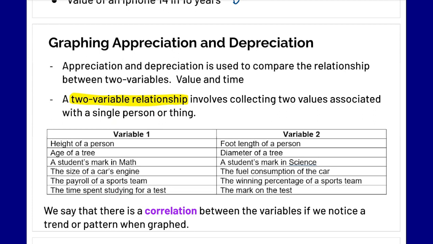And what we're really looking to see is, is there a correlation? Do we notice a trend or a pattern when graphed? So again, does the value decrease over time? Does it increase? Does the winning percentage of a sports team increase when the payroll increases? When we spend more money on players, does our winning percentage go up? We're looking for these correlations. We're looking to see if there's a trend or a pattern.